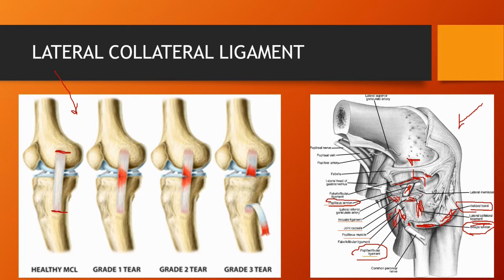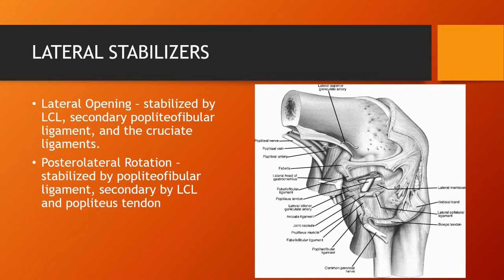Okay, so let's talk about the physical examination of these structures. And because there are so many structures involved in the lateral aspect of the knee, our physical examination is going to have to include several maneuvers to assess these structures. So to begin, lateral opening, in other words, resistance to varus forces, is stabilized by the lateral collateral ligament with secondary restraint provided by the popliteofibular ligament here.